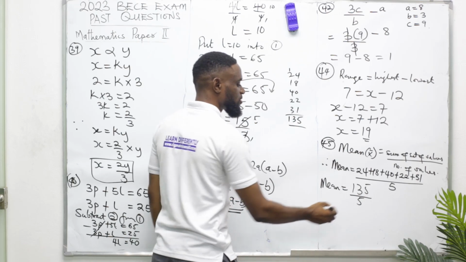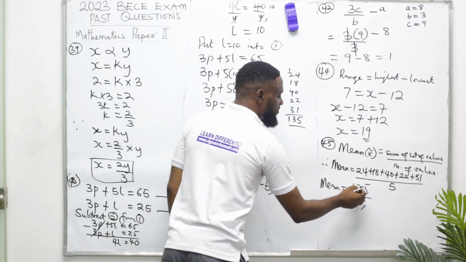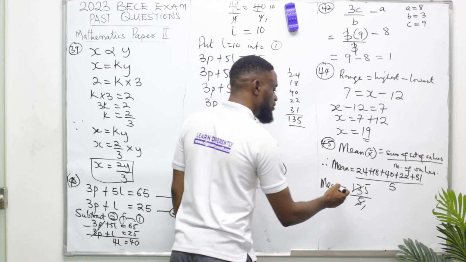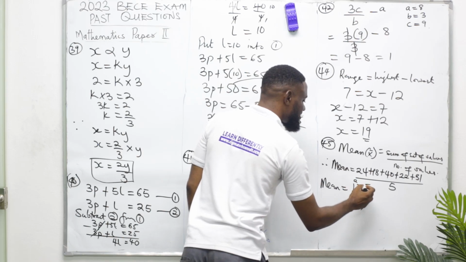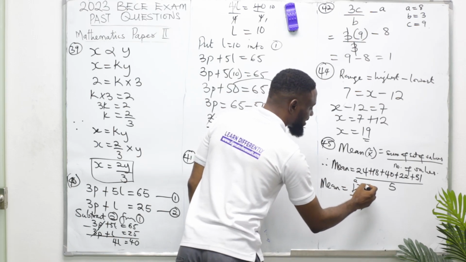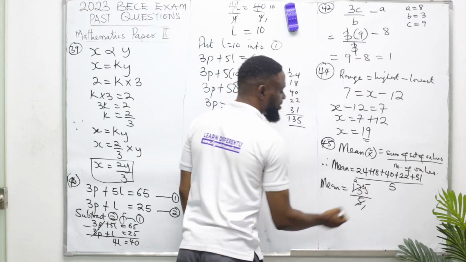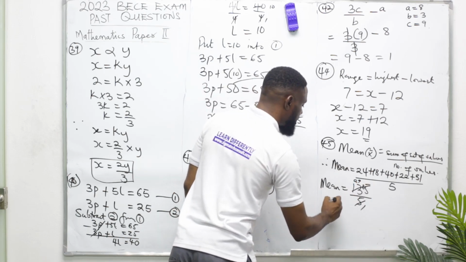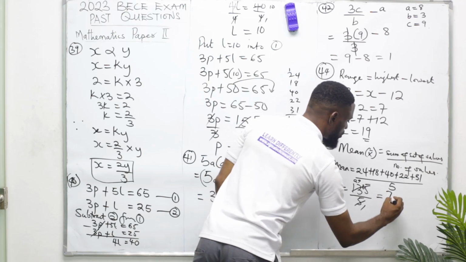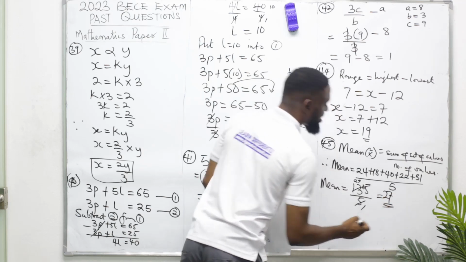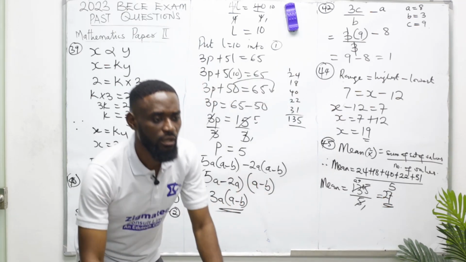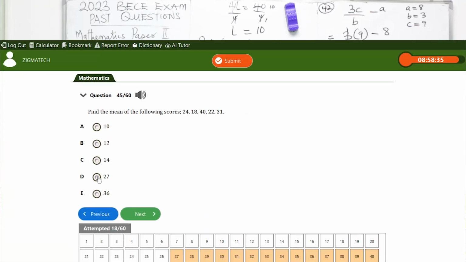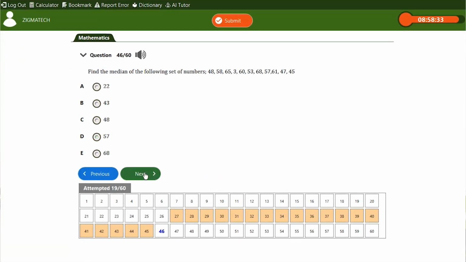Is that correct? So 5 here is 1. 5 in 13 will give us 2. Remember, 3. We'll put it in 5 to be 35. 5 in 35 is 7. So it means that our mean is equal to 27. That is our mean score. Okay? Our mean score is 27, so which is option D, right?